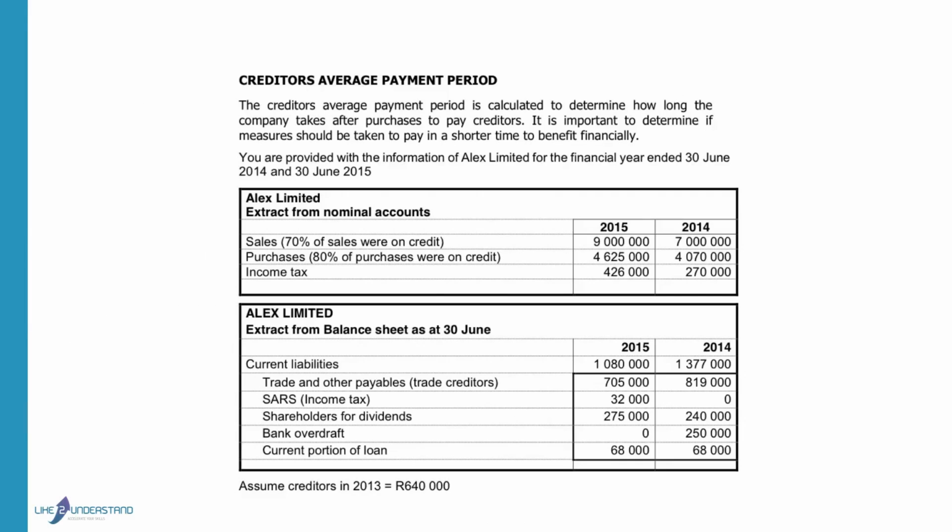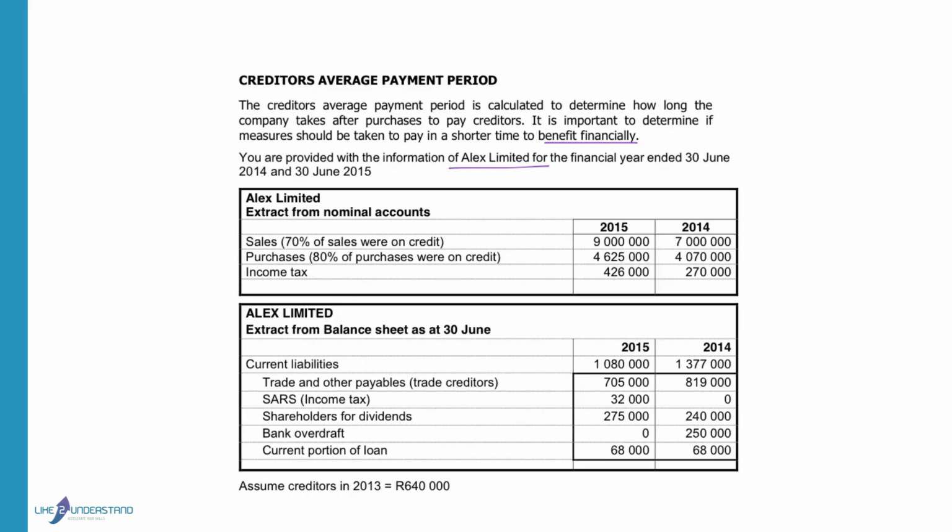We will spend time on creditors' average payment period to determine how long it takes the business to pay creditors after goods were purchased. It is important to determine if measures should be taken to pay the creditors in a shorter time so that the business can benefit from it financially. Sometimes you can receive a discount if you pay in a shorter period, and that can increase the profits of the business. You are provided with the information of Alex Limited.